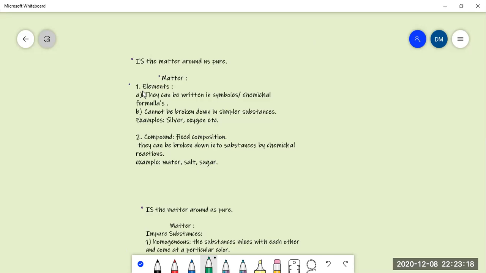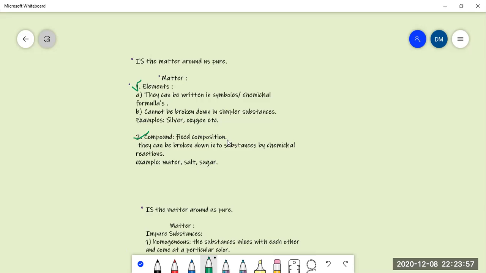So let us start. First of all, we will learn about elements. So what are elements? Elements can be written in symbols or chemical formulas. They cannot be broken down into simpler substances. Examples are silver and oxygen.